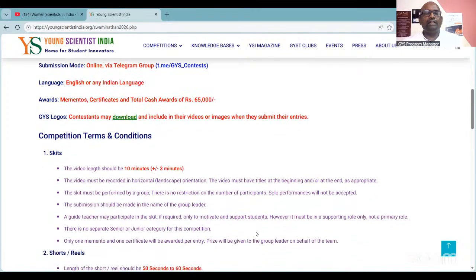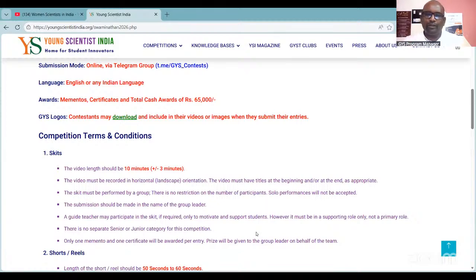The skit length means the duration of the skit. The skit length is 10 minutes. Maximum 3 minutes you can add for that, minimum 7 minutes. So this is about the duration of the skit. You have to record that skit on your mobile or camera, whatever it may be, in landscape mode. That is the eligibility: record in landscape, horizontal mode, and it should be performed by a group of people, not as a single person.